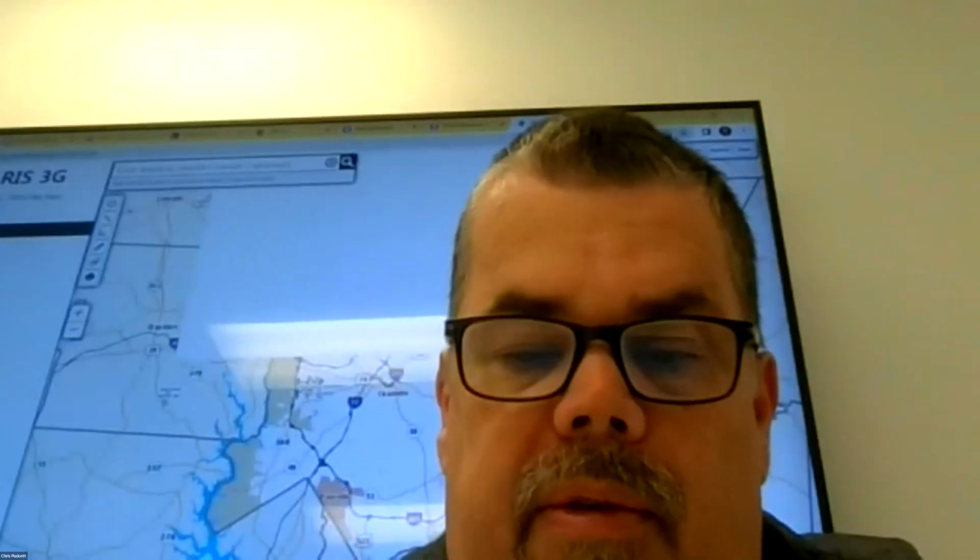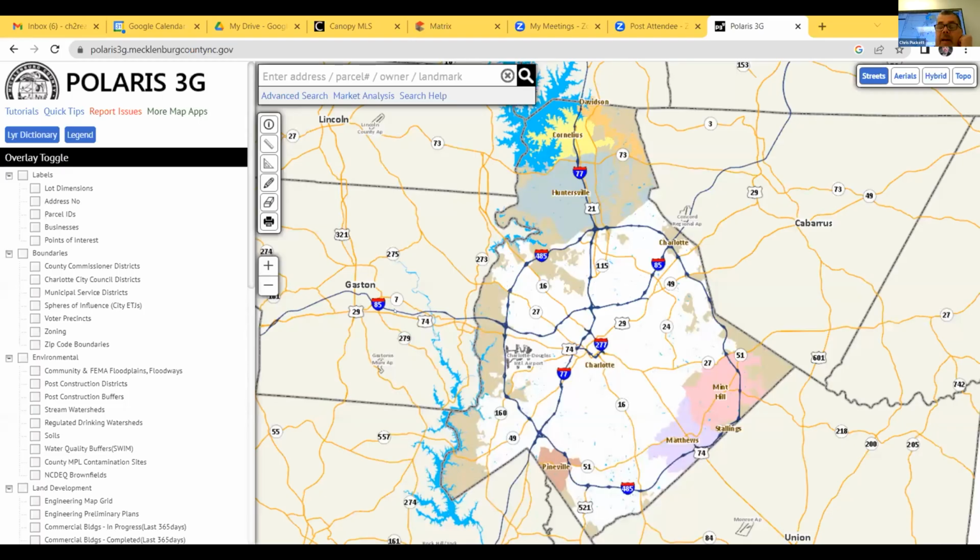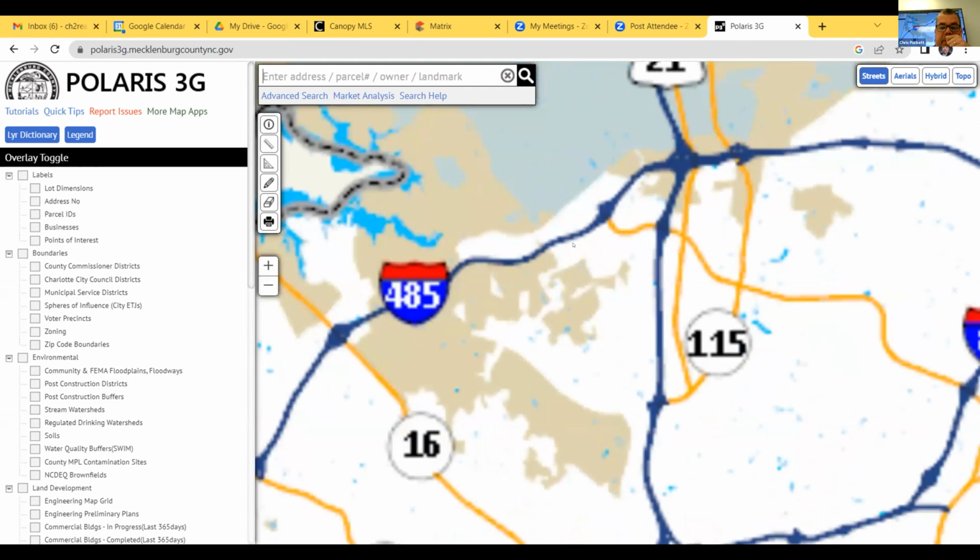So what I tell people to do is Google it. Google Rowan County GIS, Google Mecklenburg County GIS, figure out what GIS site you want to look at. And then, I'm going to pull it up real quick for you. All I did is type in Polaris 3G, and that's Mecklenburg County's website. Has anybody got an address we could look up? Or I'll just pick one randomly.